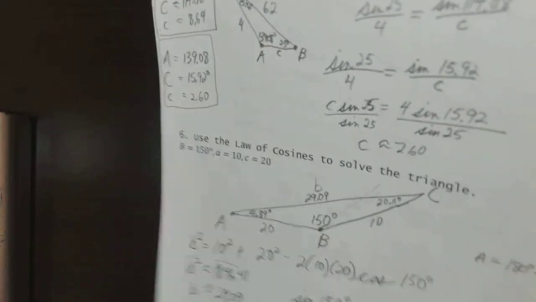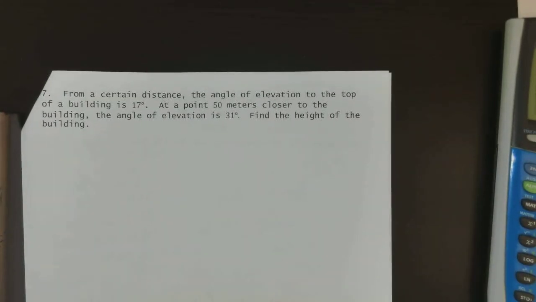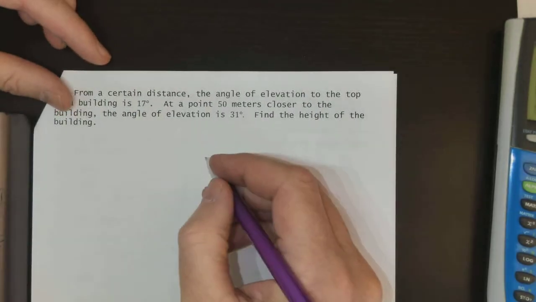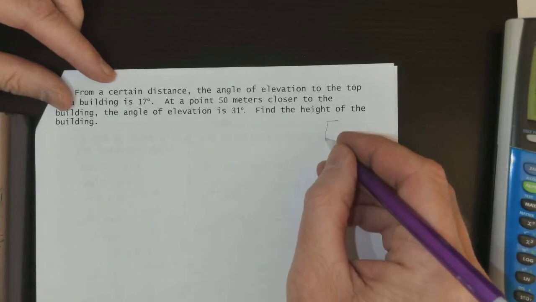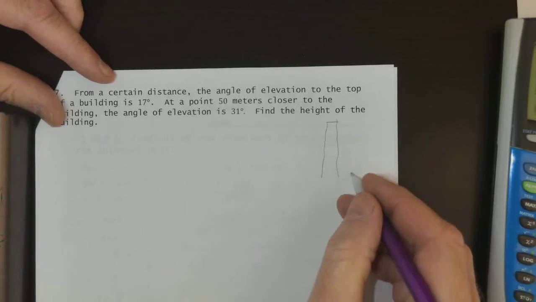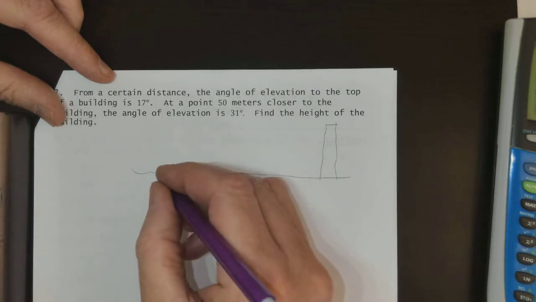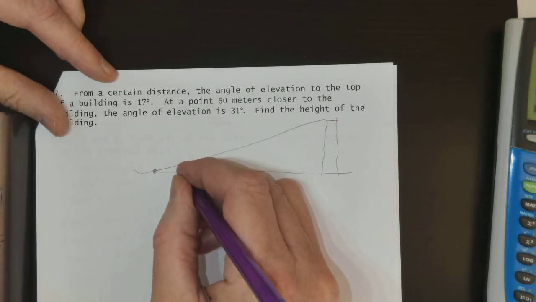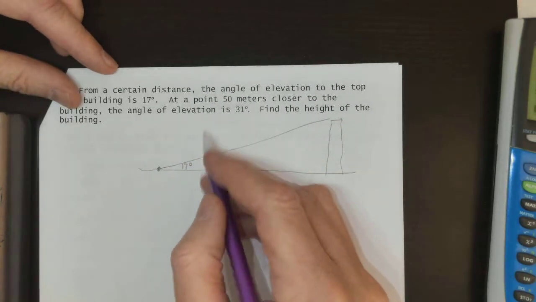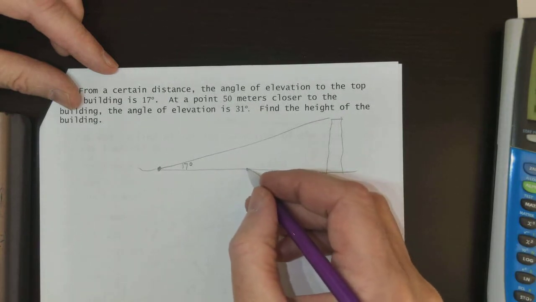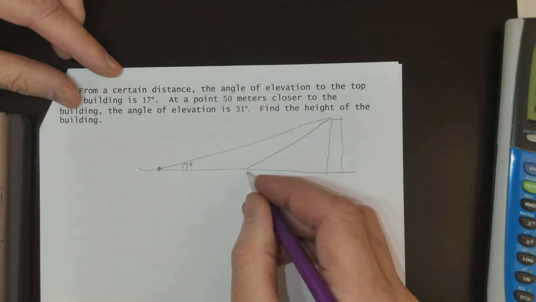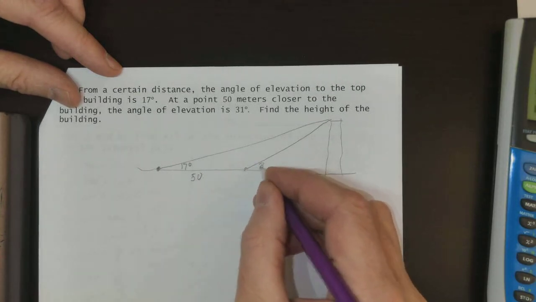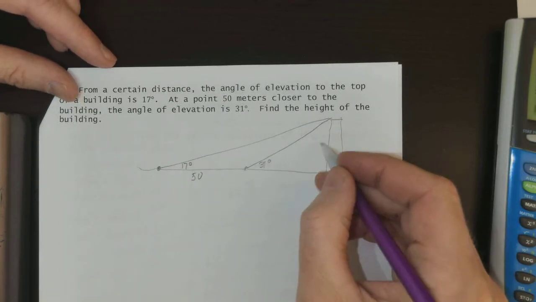That's number 6. Number 7. From a certain distance, the angle of elevation to the top of a building is 17 degrees. So I'm going to draw my building. I'm going to draw the ground. I'm going to draw a point and note that the angle of elevation here is 17 degrees. If we move 50 meters closer, I'll move right around here. This is 50 from here to here. The angle of elevation is 31 degrees. Find the height of the building.